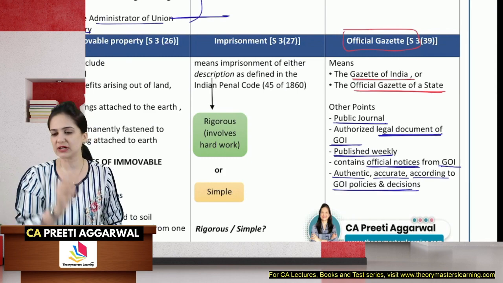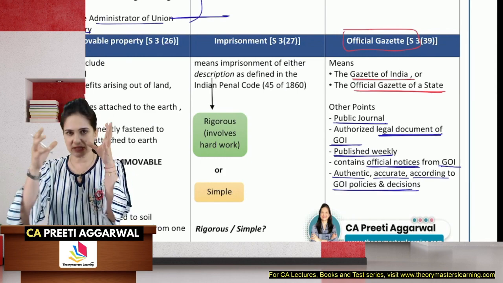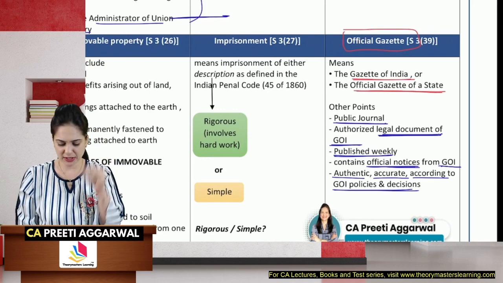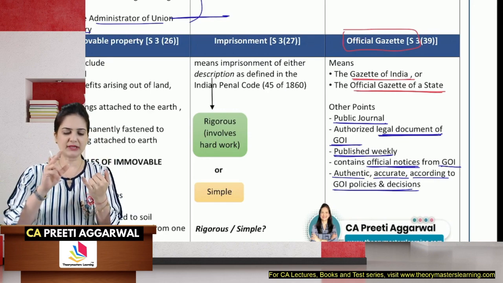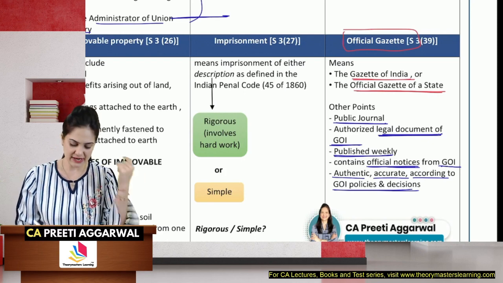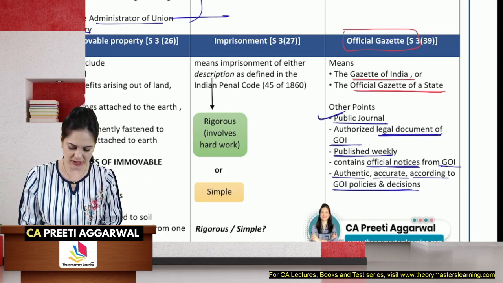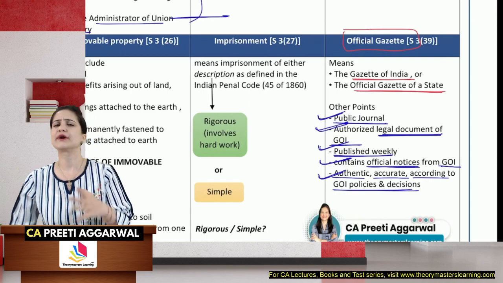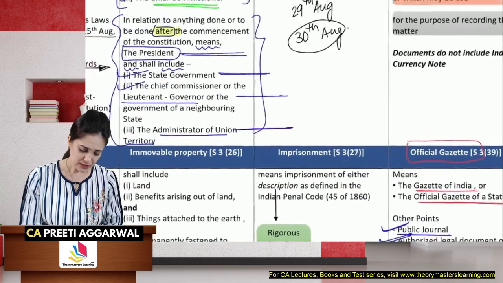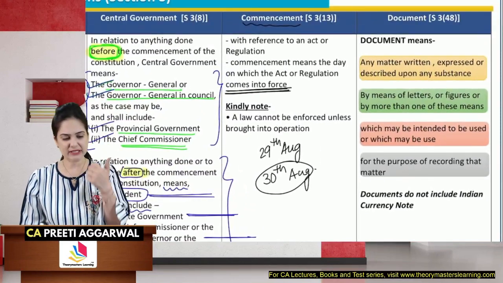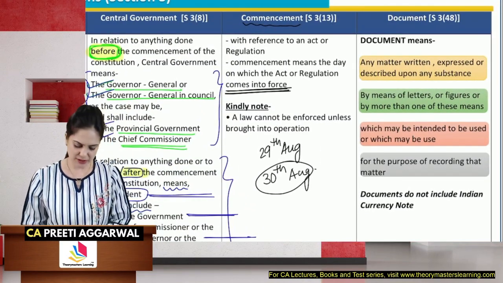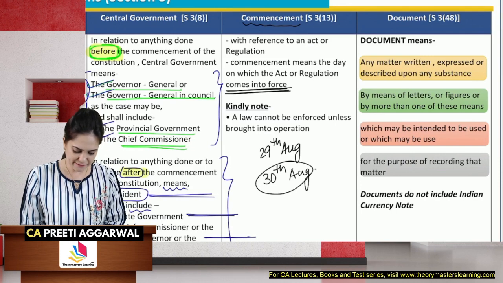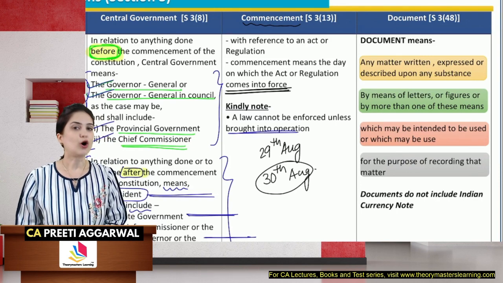So these are the key words, students. I have written all the key words in the chart book. These are the words which should be mentioned in your answer. So let us go through it. It means the official gazette of India, or it may be of the state. It is a public journal because it is containing official notices for the public from the government of India. It is an authorized legal document. It is published weekly. It is authentic, accurate, and according to the government policies. So the act comes into force on which it receives the assent of the president or the date on which it is notified in the official gazette. Law cannot be enforced unless it is brought into operation.